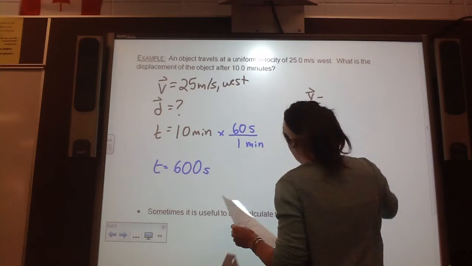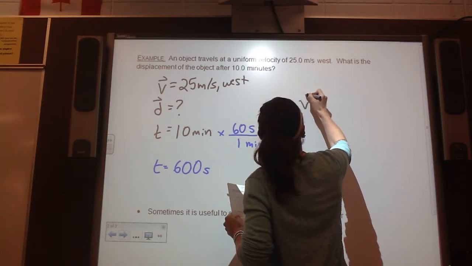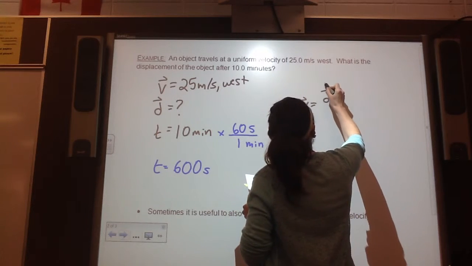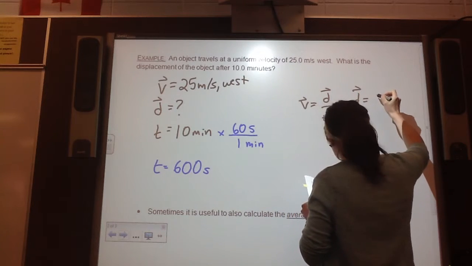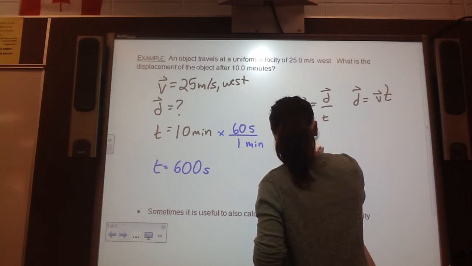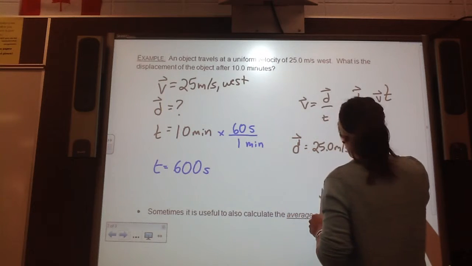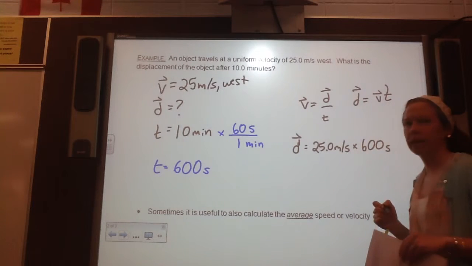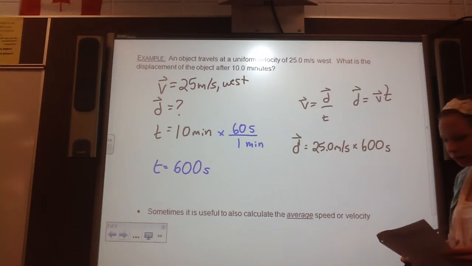So my formula then, you write out your formula, is v equals d over t. So therefore, I'm trying to find displacement. It's v times t. So 25.0 meters per second multiplied by 600 seconds. Now it is tedious to write in your units, but it is very important that you do. Okay? The more you get into a habit of this, the better it will pay off in the long run.